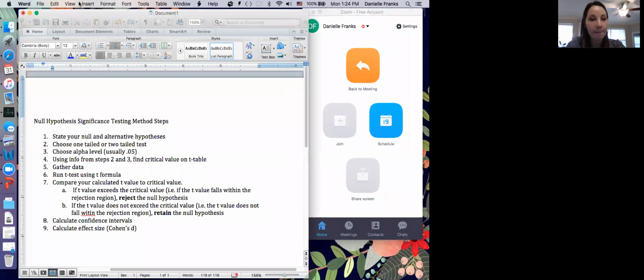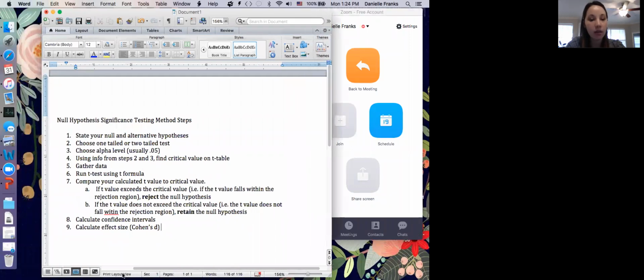So I typed up some steps for the null hypothesis significance testing method, and I want to share my screen so we can talk through them, and that'll be the last thing that we do. Okay, so here are your null hypothesis significance testing method steps.